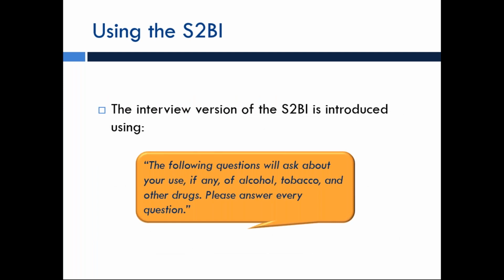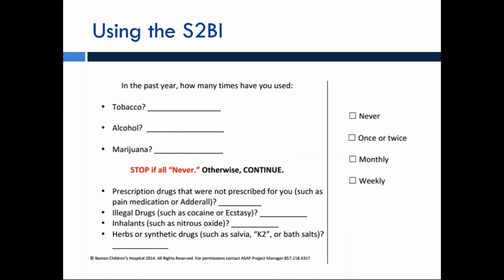So before the core questions of the S2BI are asked, the interview begins with something like this. The following questions will ask about your use, if any, of alcohol, tobacco, and other drugs. Please answer every question. By the way, I like the fact that it has the "if any" clause in there. I think that's important for teenagers to hear, that you're just not always assuming that they're using.